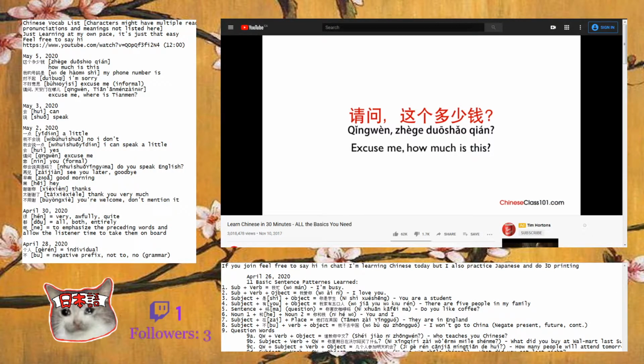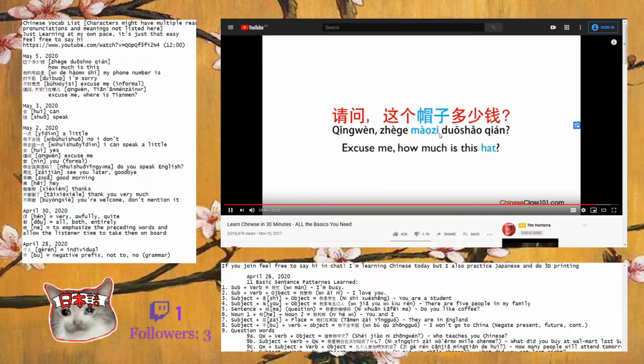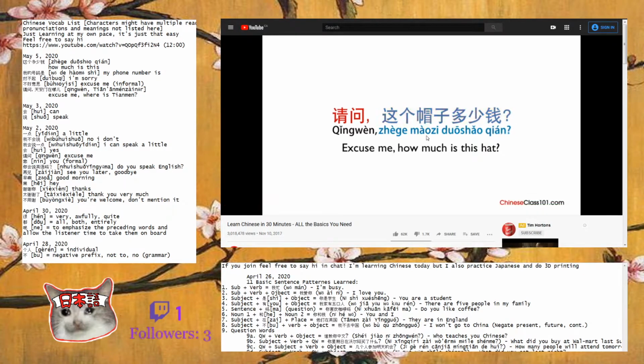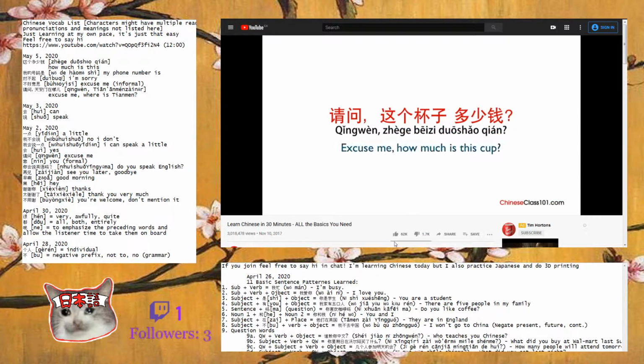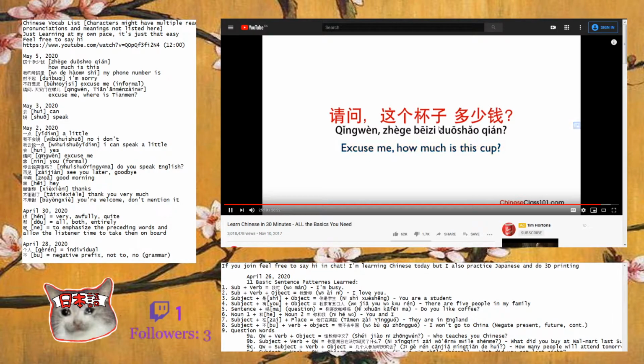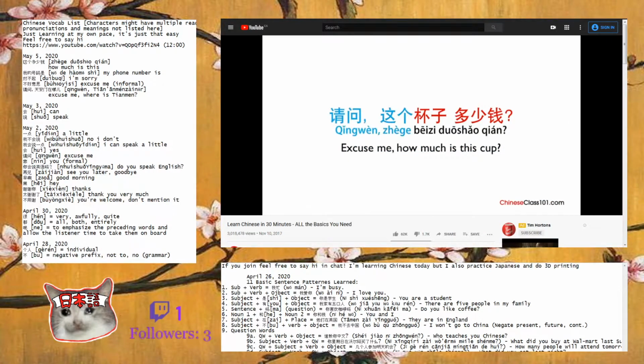We just need to add the noun. For example, 帽子, hat. 请问, 这个帽子多少钱? How much is this hat? Another example. 杯子. 请问, 这个杯子多少钱? 请问这个杯子多少钱? Excuse me, how much is this cup?